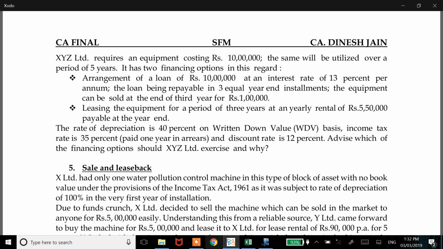Leasing the equipment for a period of 3 years at a yearly rental of 5,50,000 payable at the year end. Rate of depreciation is 40%. Income tax rate is 35%, paid 1 year in arrears. Discount rate is 12%. Advise which of the financing option should XYZ Limited exercise and why. Go through the question.